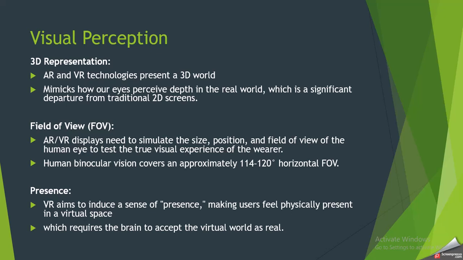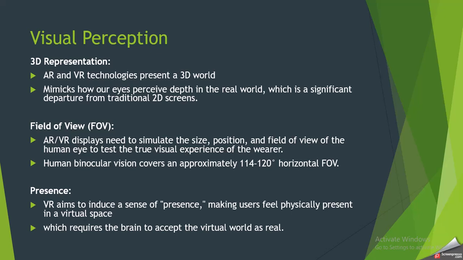The second one is field of view. Field of view simulates the size, position, and field of view. For example, when a bird is flying near you, we see the bird big, and when it flies far away from you, like a meter long away from you, the size of the bird shrinks. It will be observed small by your eyes. That is what field of view is. That center point of contact is what we call field of view in AR VR.